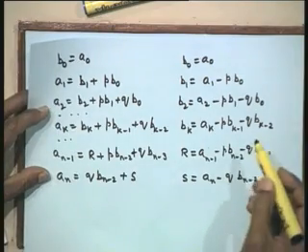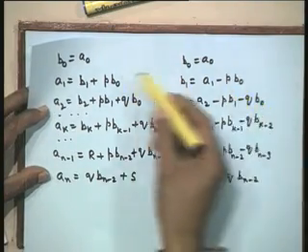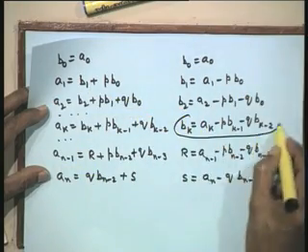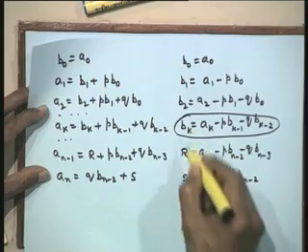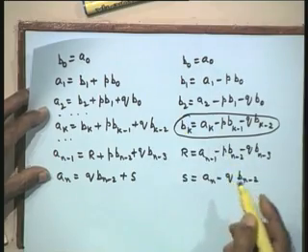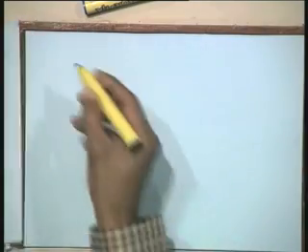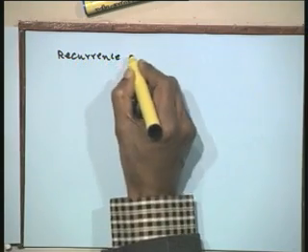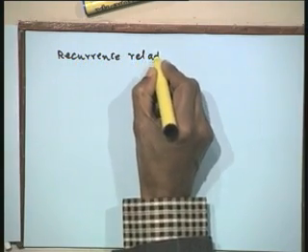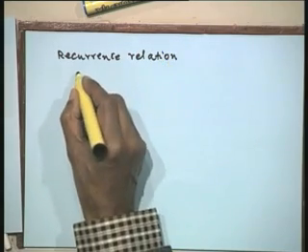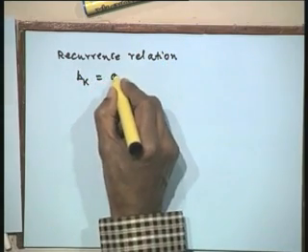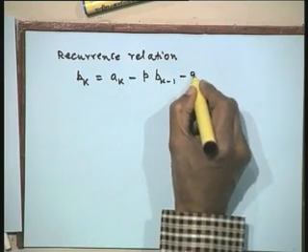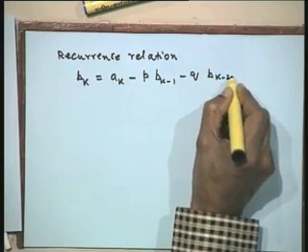Therefore, it is possible for me to generate the entire set of the equations from this particular generalized formula, wherein we define correctly what are the remaining values. So, let us write down the recurrence relation for the solution as follows. It will be simply b_k is equal to a_k minus p b_{k-1} minus q b_{k-2}.